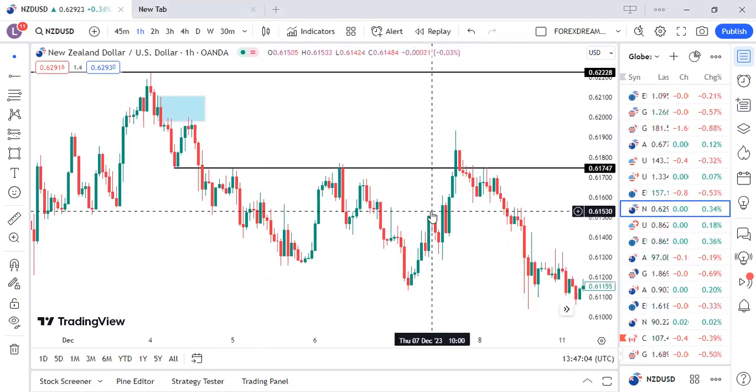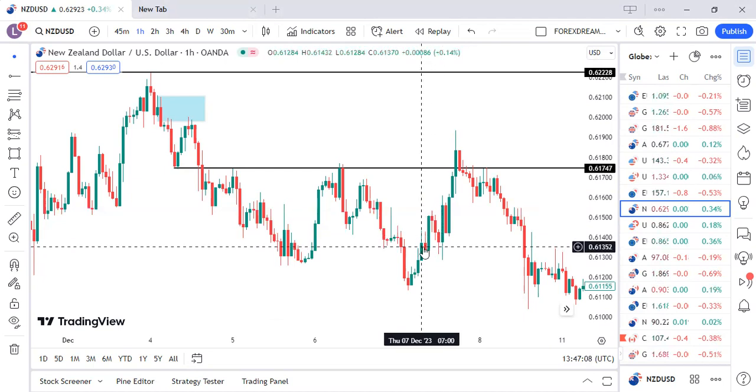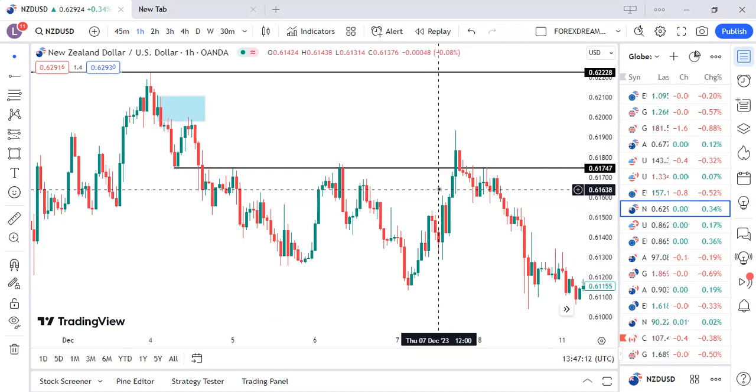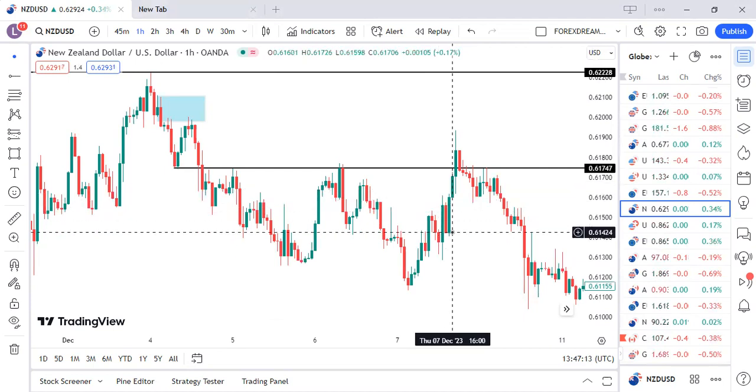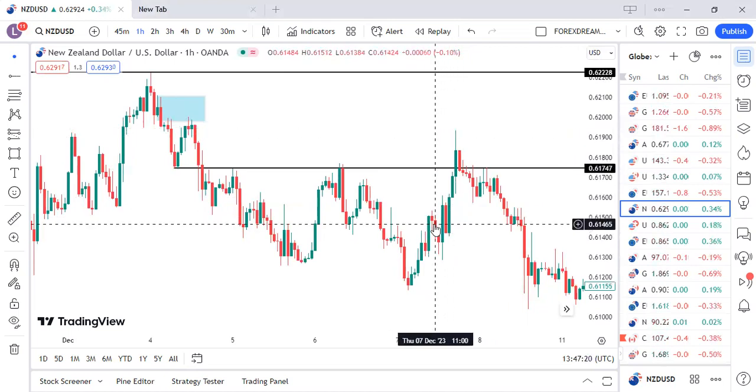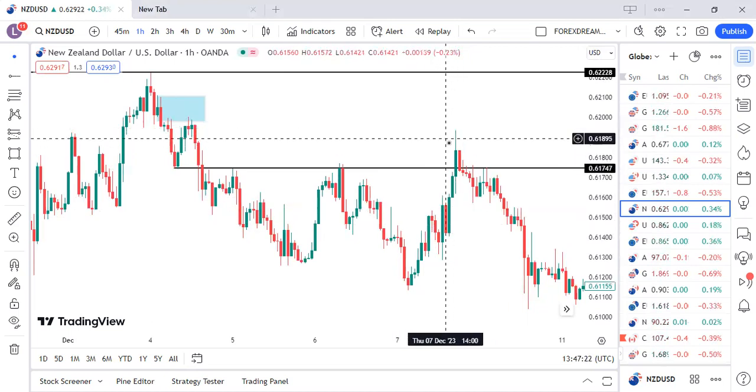We use the potential continuation pattern. You see a lower high, then a higher high. We shall pull back, and it will be higher again, higher, higher, because this one is higher than this. Here we use a break.